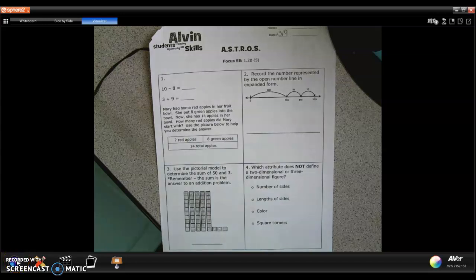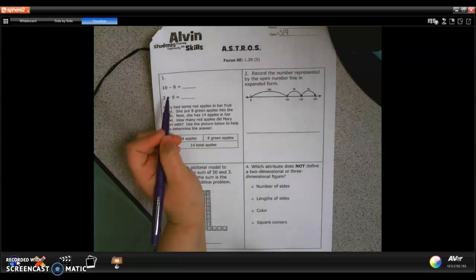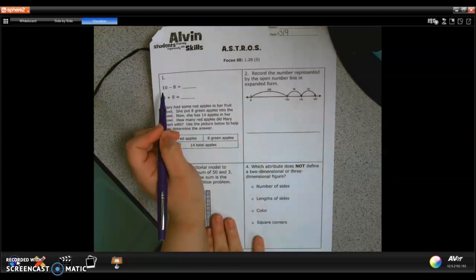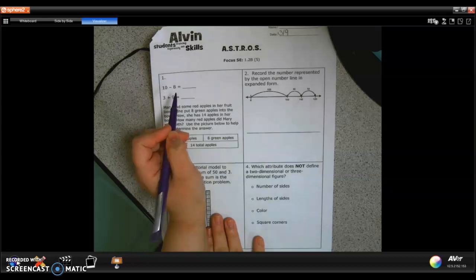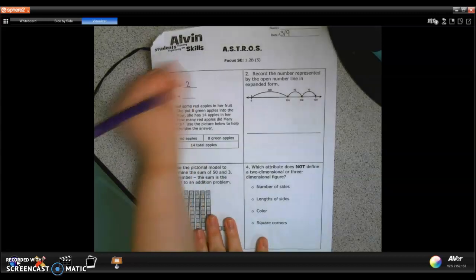Today we're going to be looking at 1.2b, number 5. So the first thing I'm going to do is look at my equations right here and solve those. So I have 10 minus 8. Well, I know 8 and 2 more is 10. So that's my answer right there.